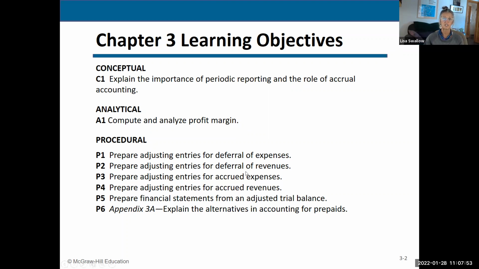Also, we're going to have to adjust for deferred revenues. A deferred revenue is when somebody pays us, but we're not going to earn the revenue until later. Deferred revenues are also called unearned revenues. And then accrued expenses is just the opposite. We actually incur the expense, but we're not going to pay until later. And accrued revenue is I've earned the revenue now, but I'm not going to get the money until later.